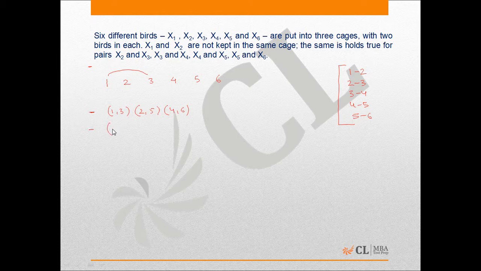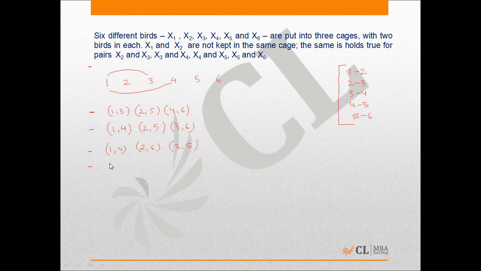Then next, if I put 1 with 4, so I'm putting now 1 with 4. So now I can put 2 with either 5 or with 6. So 2 with 5, then 3 will be with 6, and if 2 is with 6, then 3 will be with 5. So we have 2 cases when 1 and 4 are put together.